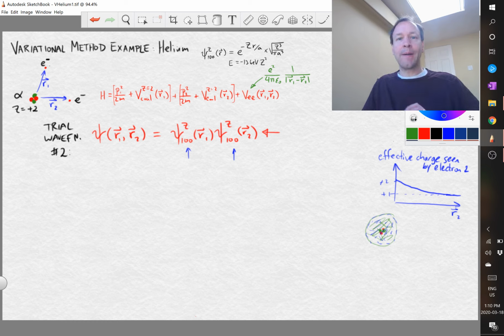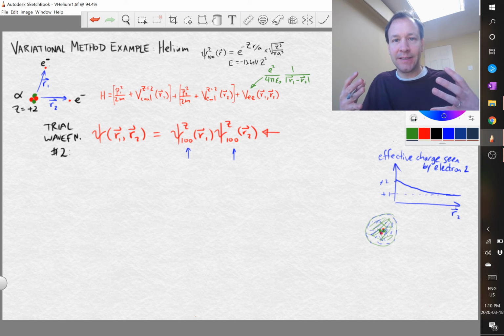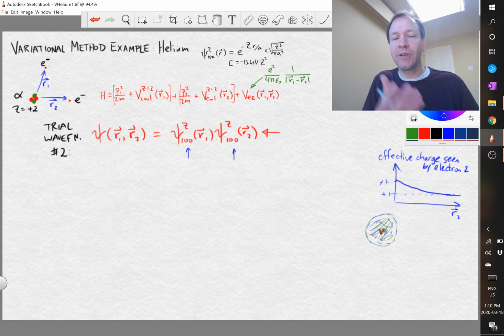From the point of view of the variational method, you could just forget all about that. You're allowed to try any wave function you want, and this is a wave function that is completely allowed. So we're going to try this wave function, use our variational method, and see what upper bound we get. We know we're going to improve on the previous bound because our previous guess was just a special case of this guess when Z is equal to 2.